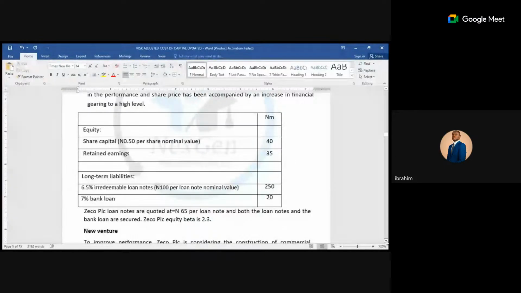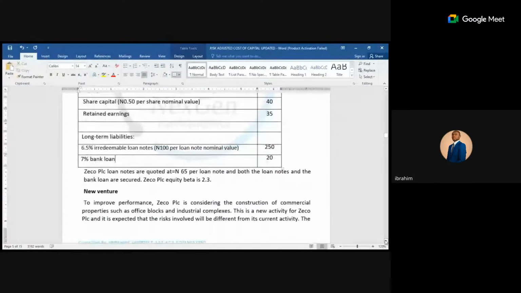So can you see the financial information, the financial statement, the share capital, the retained earnings? Class, what are the sources of finance for the company from the financial statement? Share capital, redeemable loan notes, and bank loan. Redeemable loan notes, 7% bank loan. Okay, that's fine.